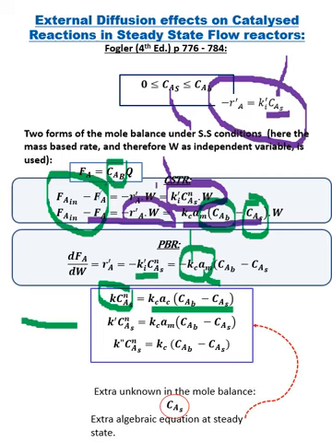So yes, we have an extra unknown in our mole balance, but we have an extra algebraic equation that we can use to calculate it at steady state conditions, which is the only state that I will expect you to be able to understand and to model, and that is that the two rates must be equal to each other.